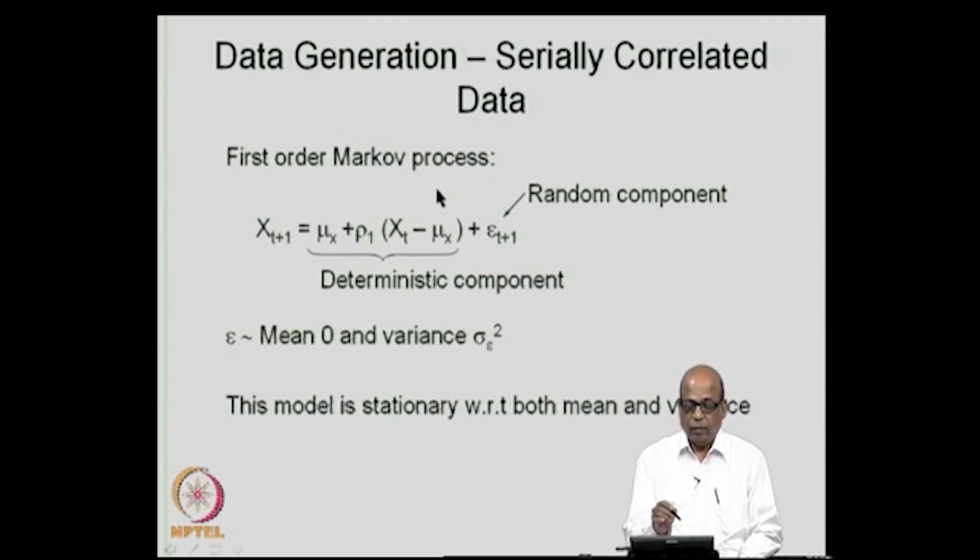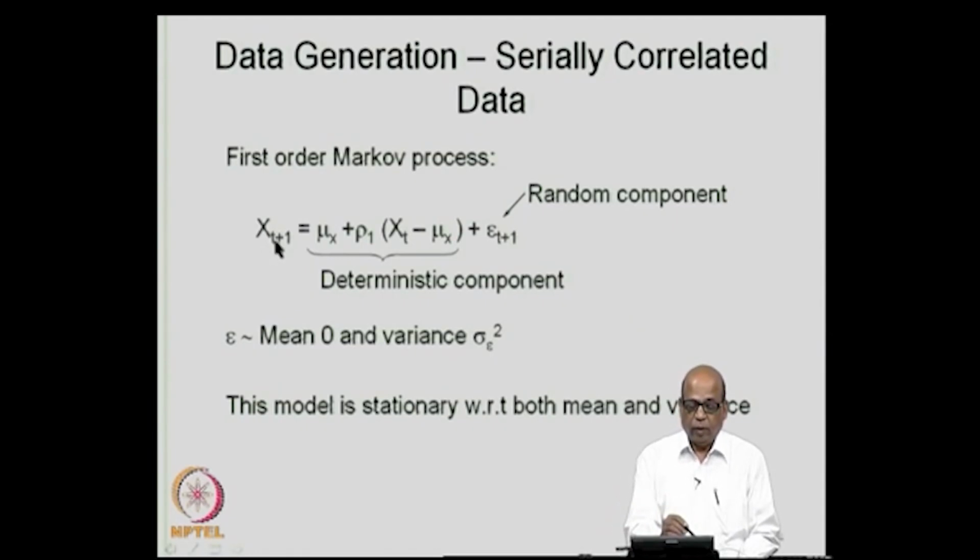Then we introduce the stationary Markov process as follows: x t plus 1 is equal to mu, which is the mean of the process, plus rho 1, which is the correlation of x t and x t plus 1 and indicates the dependence of x t plus 1 on x t, times x t minus mu x, where mu x is the stationary mean, plus a random component. That is all, a very simple generating process.